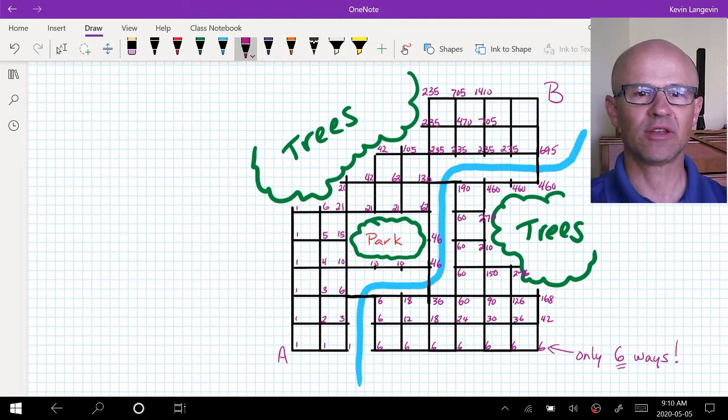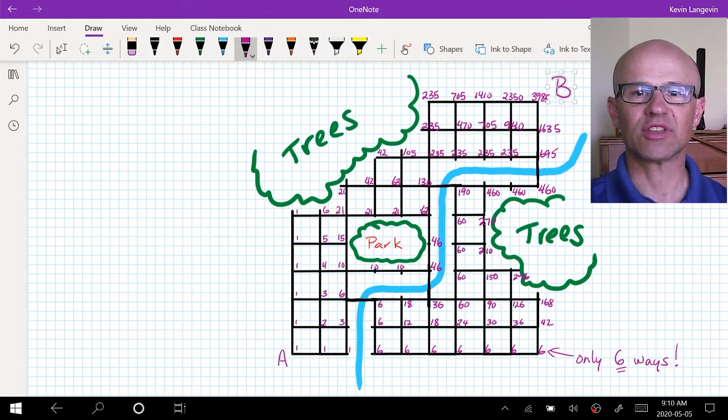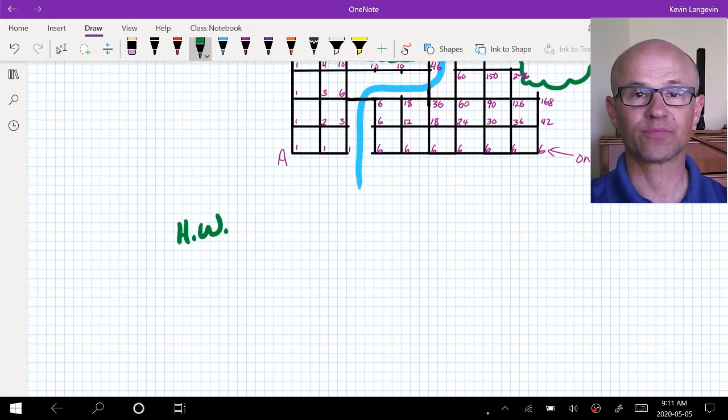Almost done here. So a few extra city blocks compared to our other problems, but also these potential problems with the river, the trees, all that sort of thing. And we can see that we end up with just about 4,000 ways to do it.